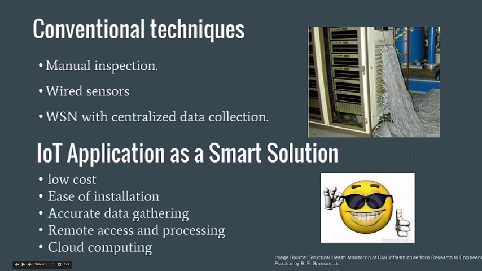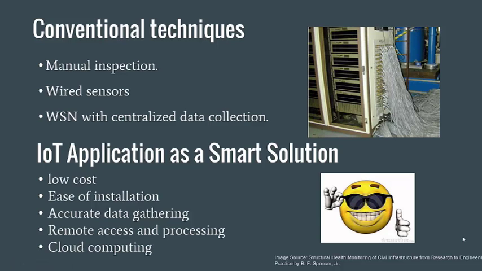What are the traditional ways to monitor structures? Structures can be manually inspected every now and then, but this method is more prone to human errors. Next, sensors attached to the structures can be connected by wires to a centralized processing system. As you can see in this picture, with so many sensors connected in a large building, this will be very difficult to install and maintain. One more novel method is to use a wireless sensor network with centralized data collection, but it is not connected to the internet for remote monitoring.